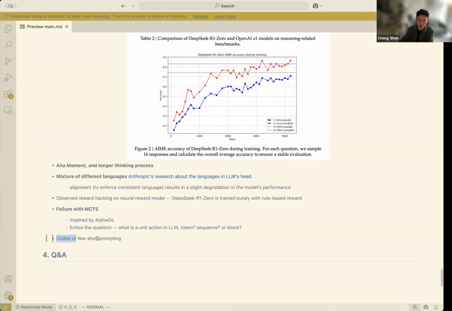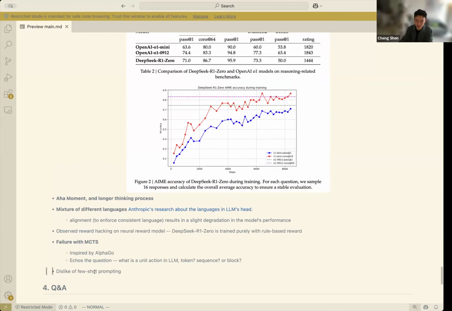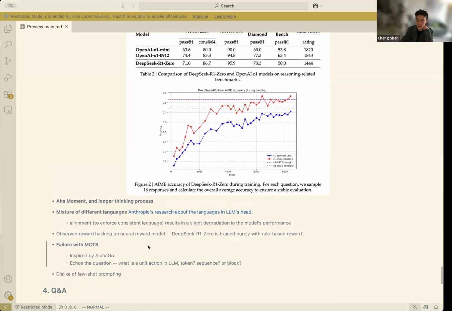Another interesting thing is they noticed that DeepSeek R1 doesn't like few-shot prompting. In the prompt, if we provide some examples of the expected answers, it doesn't perform as well as just letting DeepSeek R1 do the thinking by itself. Well, for now, I guess a lot of these are still quite empirical, and we lack the understanding of why that is the case.